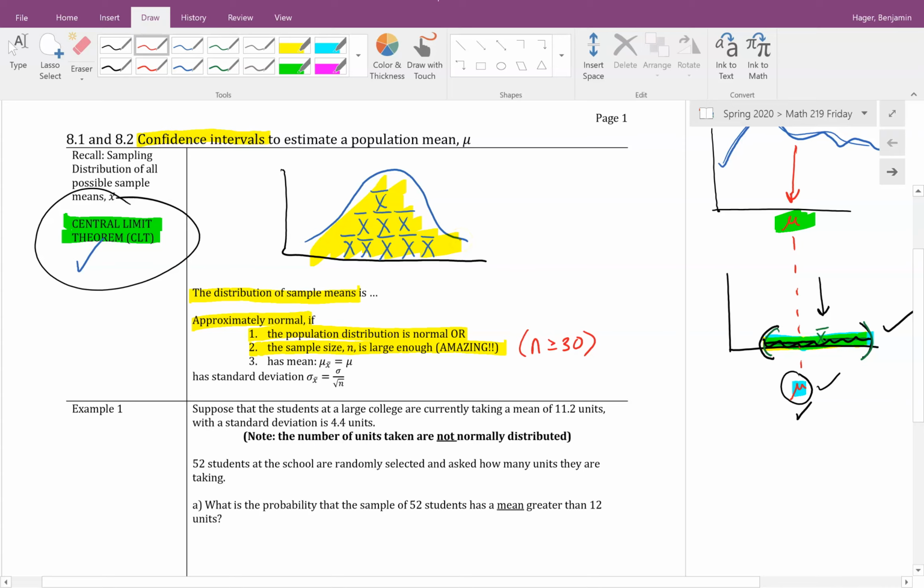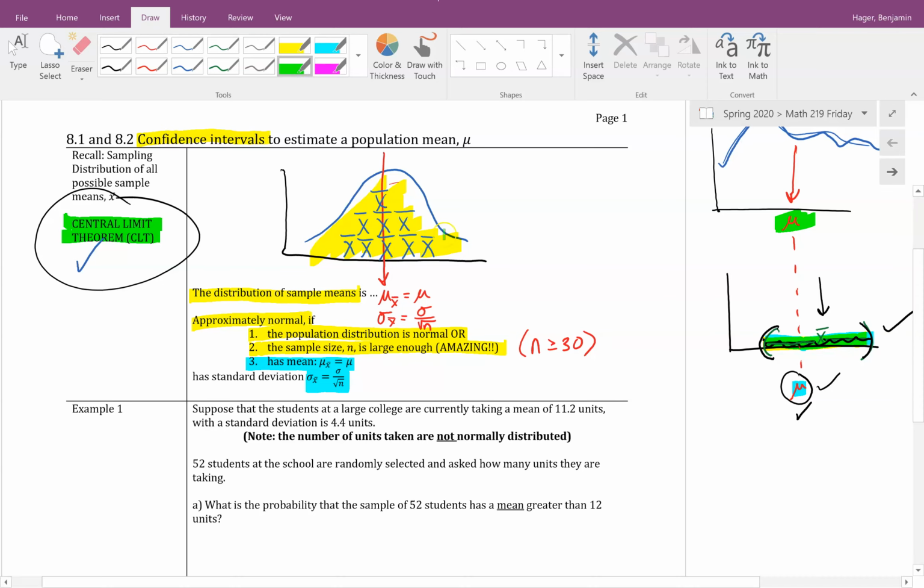Now, if you also remember from the last section, 7.1, we learned that this distribution here will have a mean, and it's exactly the same as the mean of the population. So that's what they're telling us here. And we also know that this distribution has its own standard deviation that is not the same as the original population. Remember, the standard deviation of my sample means is the population standard deviation over the square root of n. But I need to know these two things.